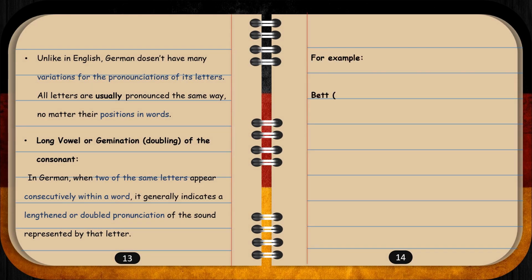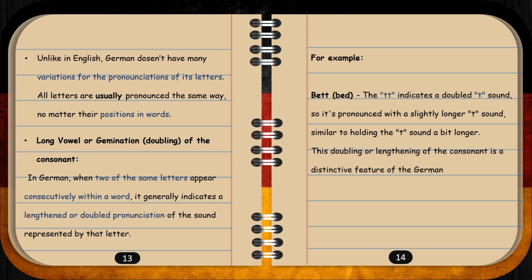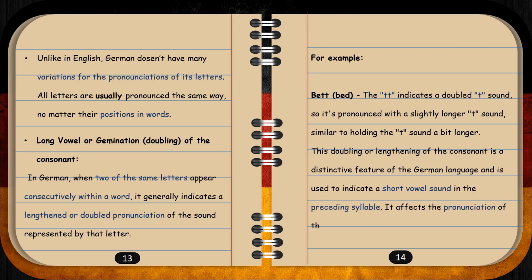For example, Bett. The tt indicates a doubled t sound, so it's pronounced with a slightly longer t sound, similar to holding the t sound a bit longer. This doubling or lengthening of the consonant is a distinctive feature of the German language, and is used to indicate a short vowel sound in the preceding syllable. It affects the pronunciation of the consonant, but not necessarily its spelling.